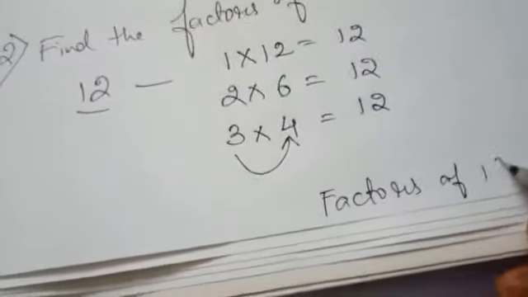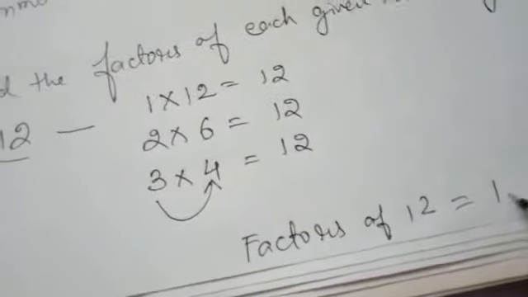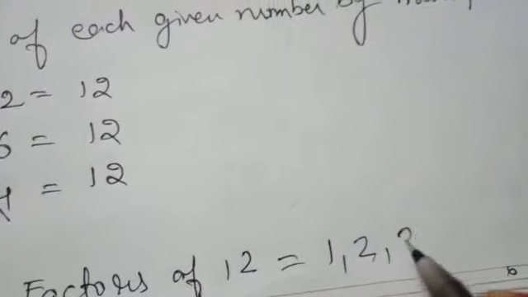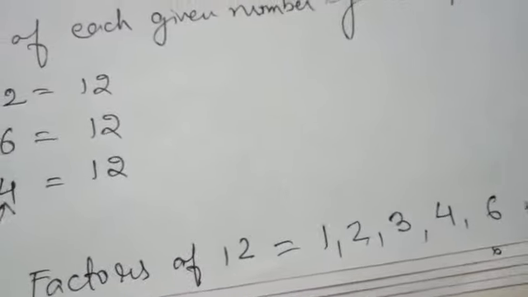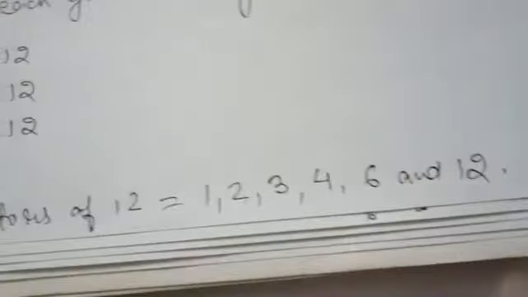Factors of 12 equal to 1, 2, 3, 4, 6 and 12.